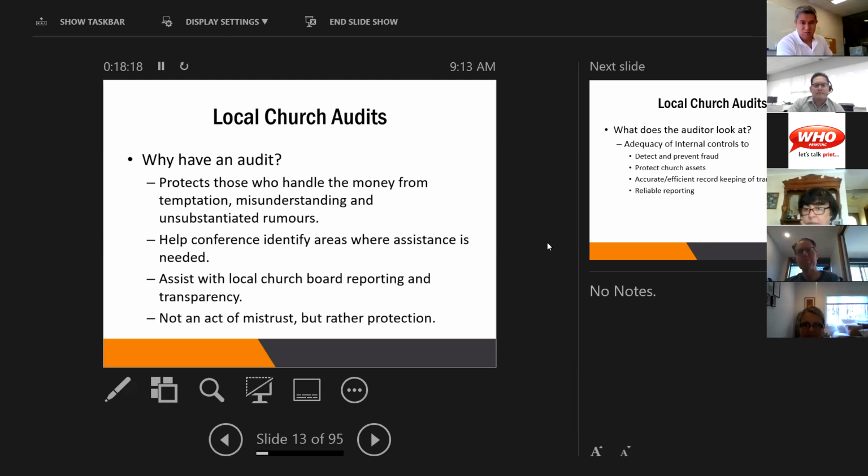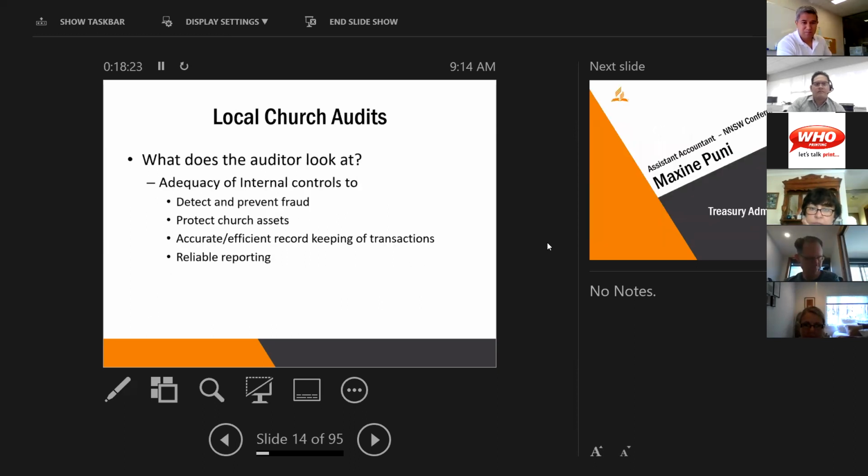So generally, when these audits are carried out, what we look at is the adequacy of internal controls, and also make sure that the local church assets are protected, so that you have adequate insurance coverage, and that there is accurate record keeping of all transactions, as well as that you are also reporting quite regularly to your church members.